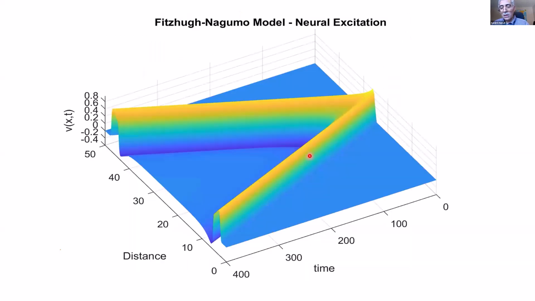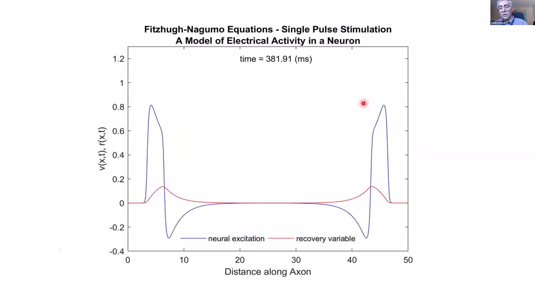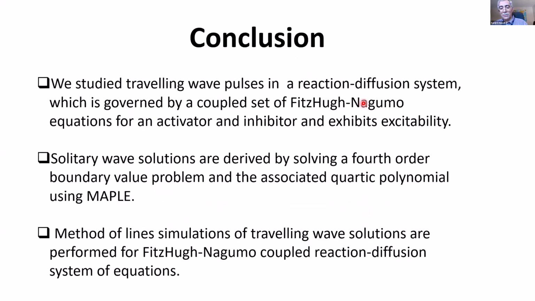Now, this is another 3D plot. What you see here in the pointed red spot is the stimulation of the action potential, and the time axis is in this way. When it propagates in time, you see that there are two solitary waves generated from the initial solitary wave that you see here. We have a similar plot as well for the recovery variable, and these are the results that we obtained.